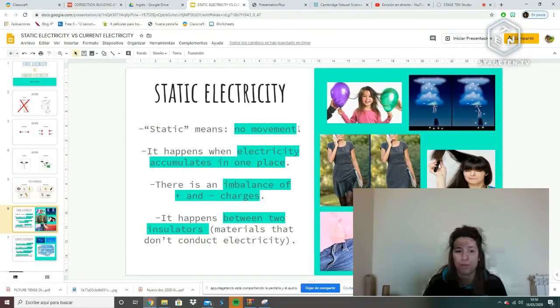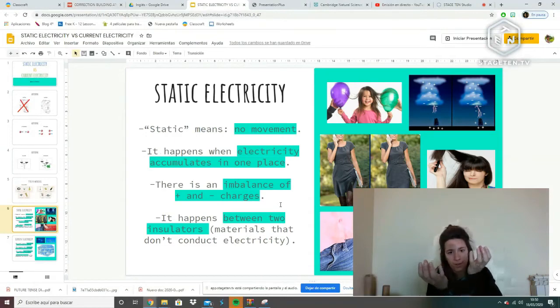Static means no movement, as we learned before. It happens when electricity accumulates in one place. That's why it's called static, because it accumulates in one place, okay? There is an imbalance of positive and negative charges. So in this place where electricity accumulates, there is an imbalance of positive and negative charges, okay?